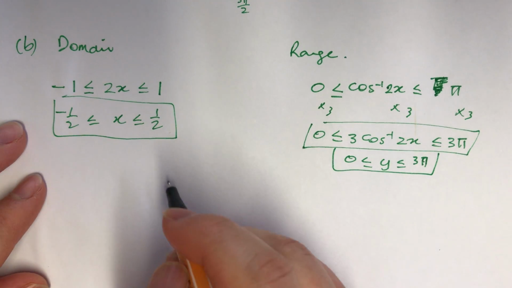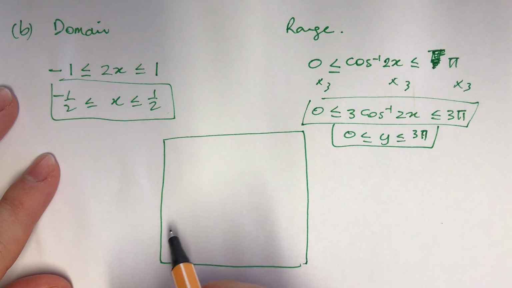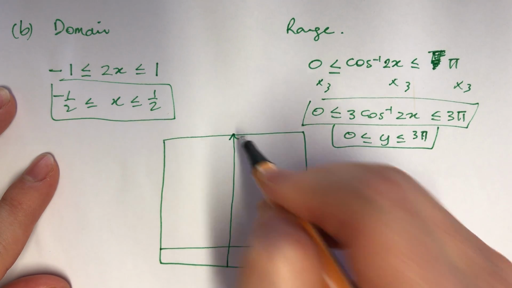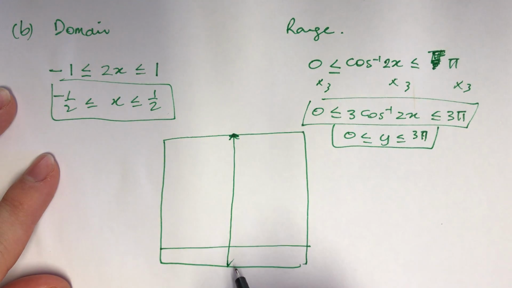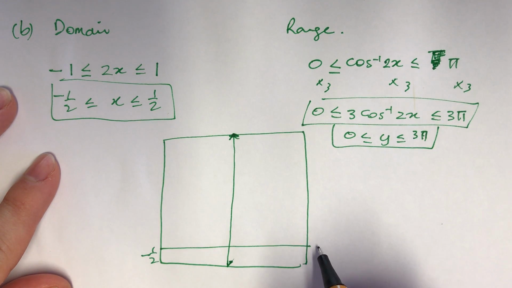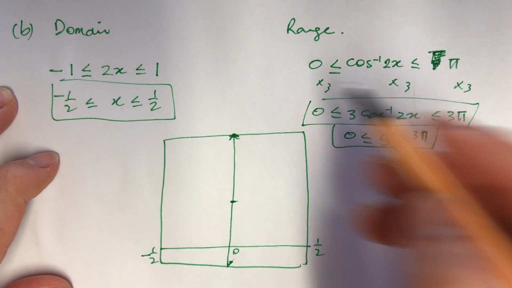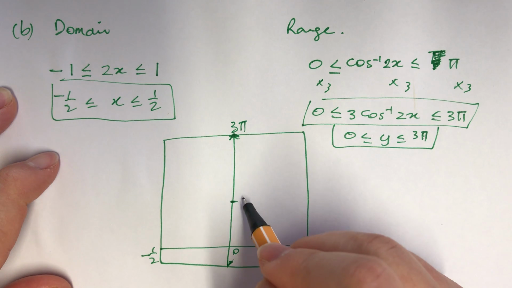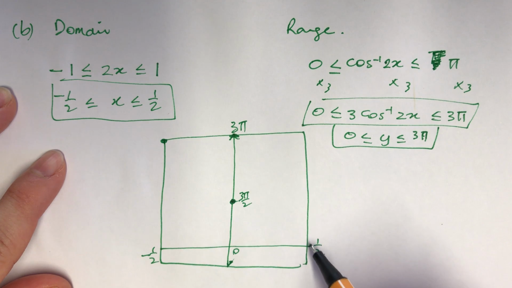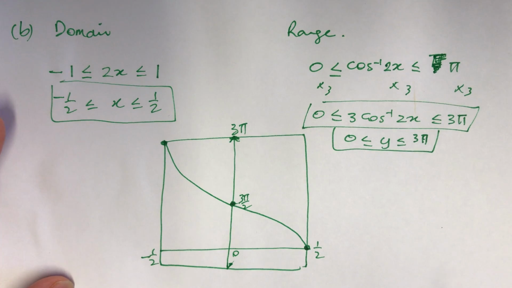Okay, so now I'm going to sketch my inverse cosine. This will be minus half, 0, and then it goes up to 3 pi, isn't it? And this will be half of that. So I'm going to go from here, here, here. Okay, so that's my graph.